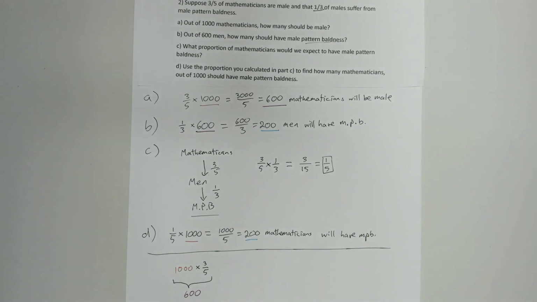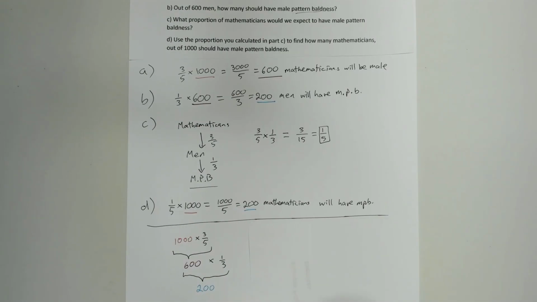And then in part B, I applied this proportion of 1/3 to a group of males, right? The 600, which is a group of males. And we got 200, right? So out of the 600 men, 200 had male pattern baldness.